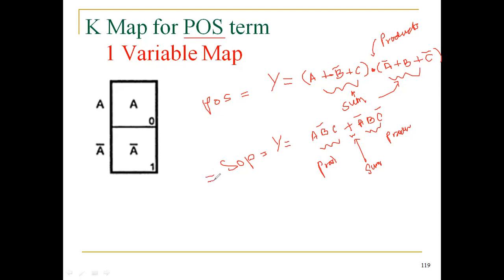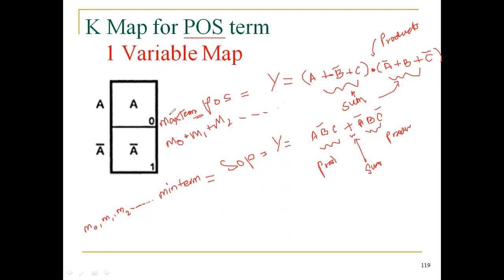So all SOPs are represented by using min terms. Please note this down. It may be a 1-2 mark question. This is called min term representation. POS can be represented by using max terms. That means implicants are represented by min terms, small m0, m1, m2, similarly here max terms, capital M0, M1, M2, like this.